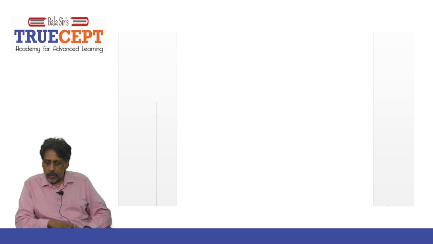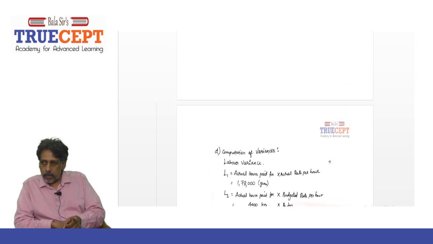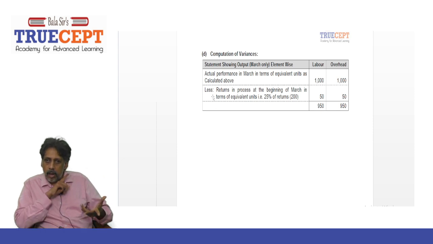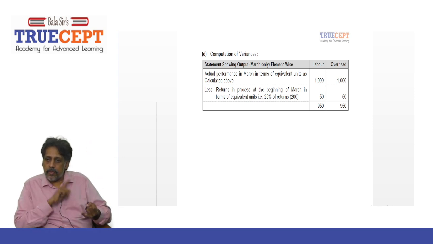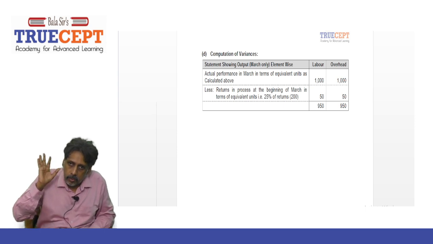Now just see the chart. You show the equivalent units you got. How much did you get for labor? 1,000. Overheads? 1,000. From that, less the opening returns in process at the beginning of March. In terms of equivalent units, it is 25% of 200, which was already completed. So minus 50 from both. So 1,000 minus 50, it is 950 is the actual output for the month of March. Got it?